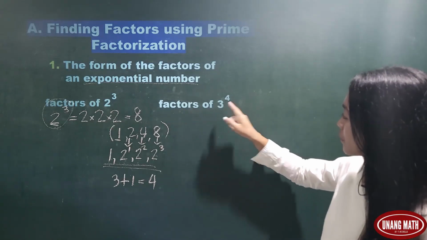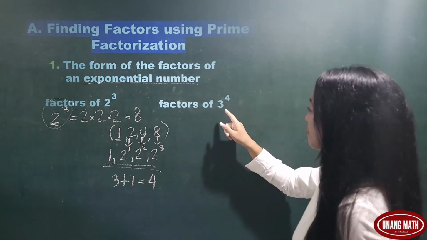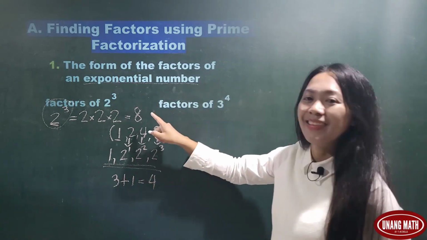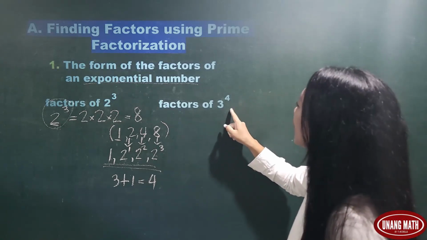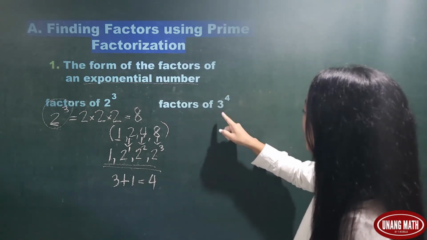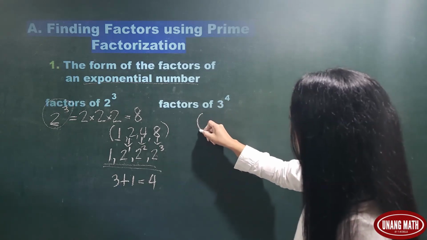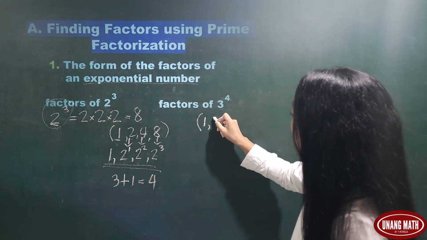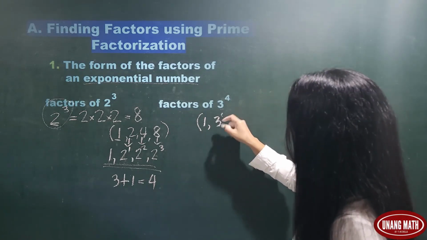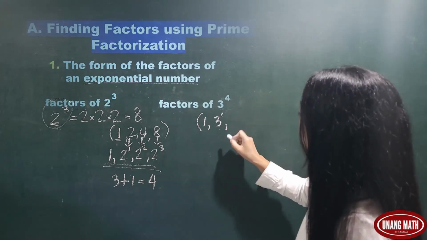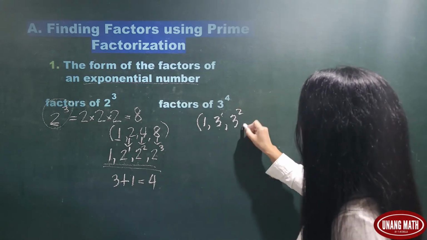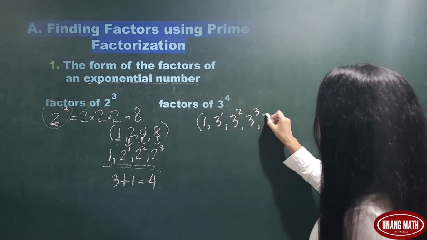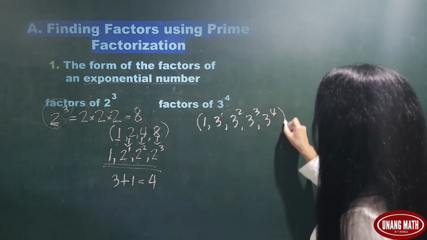This time, what are the factors of 3 raised to the power of 4? We don't need to convert this exponential number to a natural number, because we already know how to find the factors just using the exponential number. Let us list all the factors of 3 raised to the power of 4. We start with 1. Next is 3 raised to the power of 1, or 3, the base or the number itself. Next is 3 raised to the power of 2, 3 raised to the power of 3, until we arrive at the same number. So lastly, 3 raised to the power of 4.